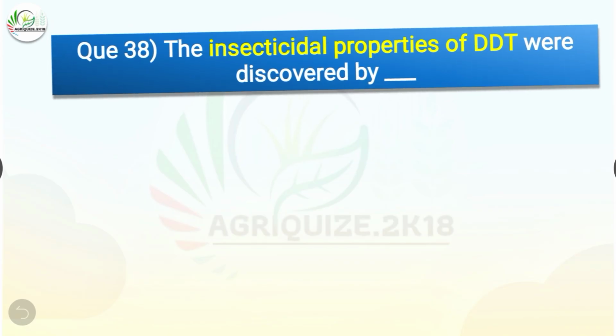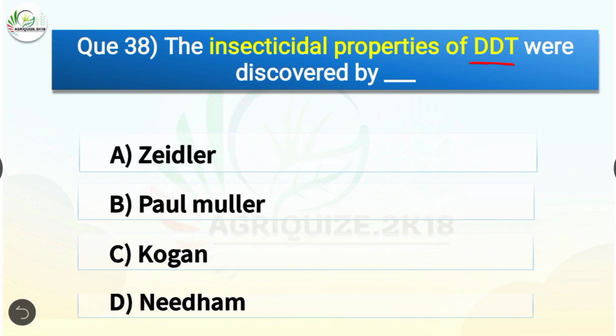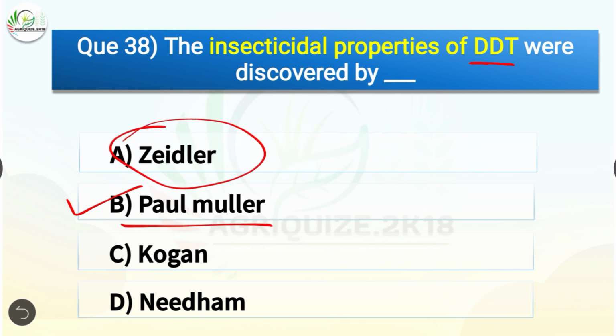Question number 38. The insecticidal properties of DDT were discovered by. The options are Ziedler, Paul Muller, Kogan, or Needham. The correct answer is option B, Paul Muller. So the insecticidal properties of DDT were discovered by Paul Muller, for which he also got the Nobel Prize in the year 1948. But DDT was synthesized by Ziedler. Although DDT was first synthesized in 1874 by the Austrian chemist Ottmar Ziedler, its insecticidal properties were discovered by Paul Muller only in 1939.